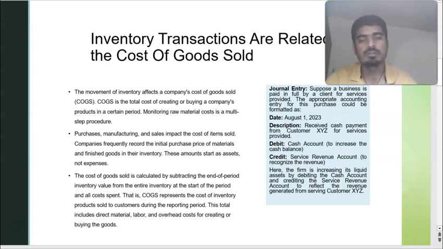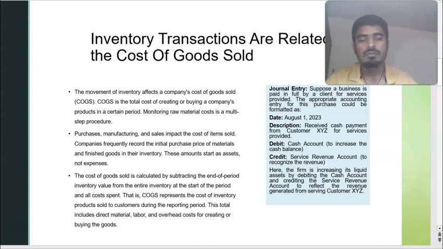Monitoring raw materials cost is a multiple-step procedure. Purchases, manufacturing, and also sales impact the cost of items sold. So companies frequently record the initial purchase price of materials and finished goods in their inventory. These amounts start as assets, not expenses.